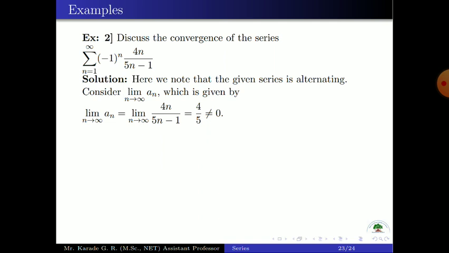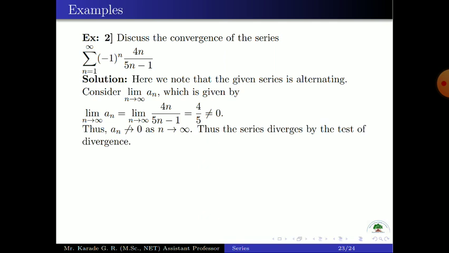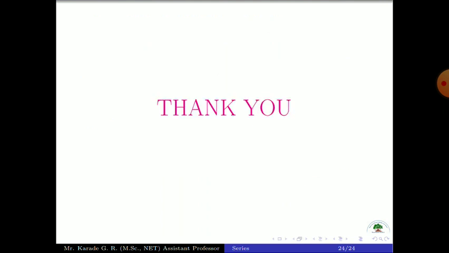Therefore all three conditions are not satisfied. One of these three conditions fails. Therefore the series is divergent. Thus the sequence an is not converging to 0 as n tends to infinity, and thus the series diverges by the test of convergence. And this is the end of our lecture, and we stop here.